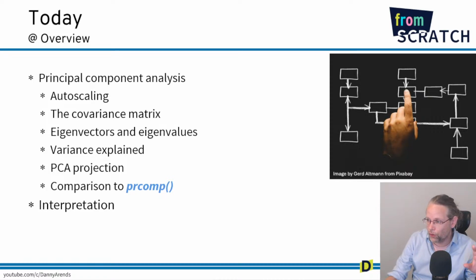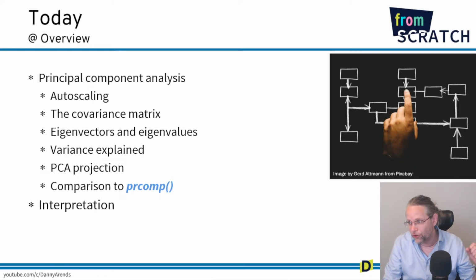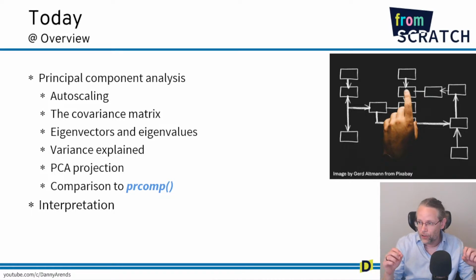So this is what I want to talk about today, because I think that you need to understand all of these different subsections before you can start understanding principal component analysis. So we'll be starting off with autoscaling. It's one of these things that you have to do with your data. And then we'll be talking about the covariance matrix, eigenvectors and eigenvalues, variance explained. And then we'll talk about PCA projections, because PCA is nothing more than a reprojection of your original data. And then we'll compare back to prcomp.